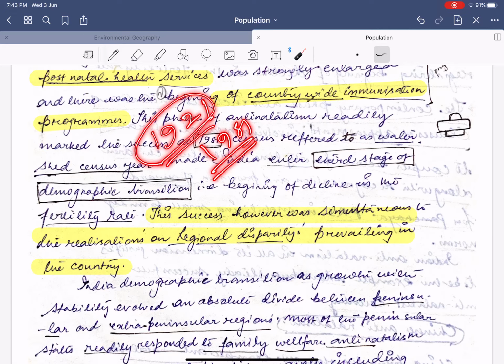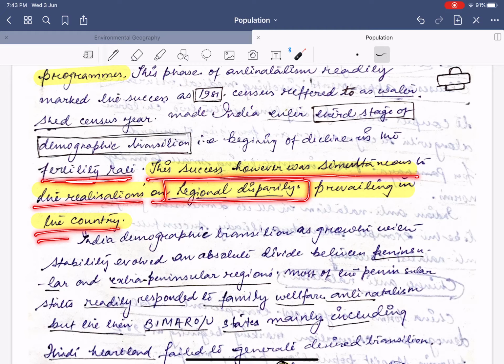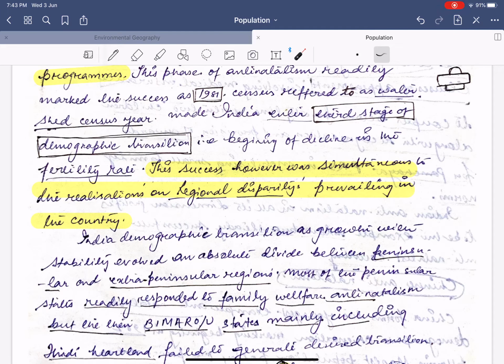Now, what is this watershed census? It means India entered into the third stage of demographic transition. I hope you remember that in the third stage of demographic transition, the gap between the fertility and the mortality was very, very large. That is, it marks the beginning of the decline of the fertility rate. This success, however, was simultaneous to the realization of the regional disparity prevailing in the country. What is this regional disparity?